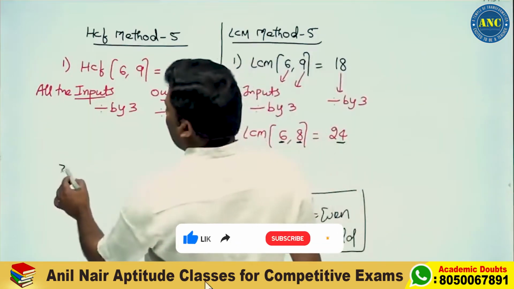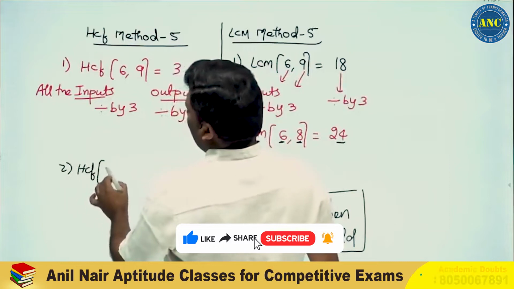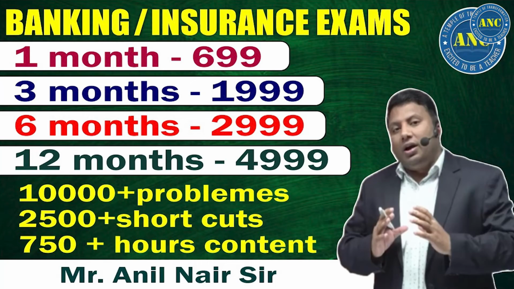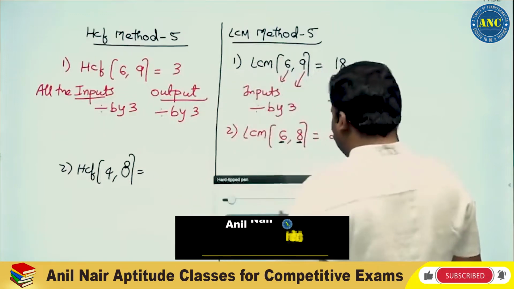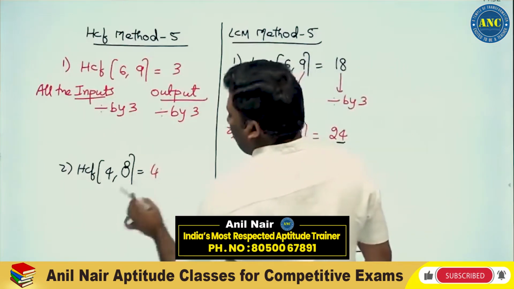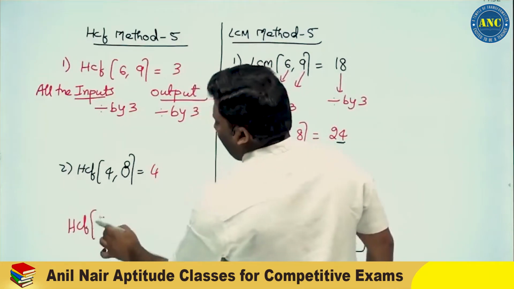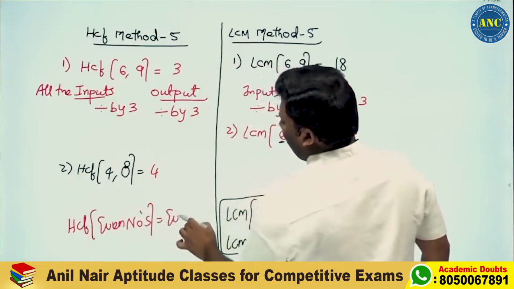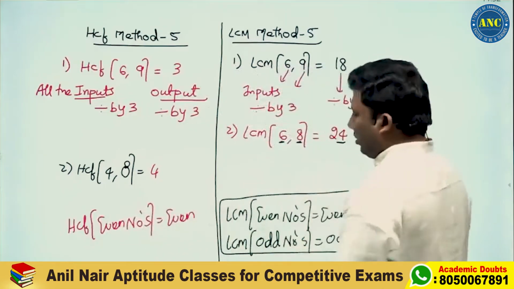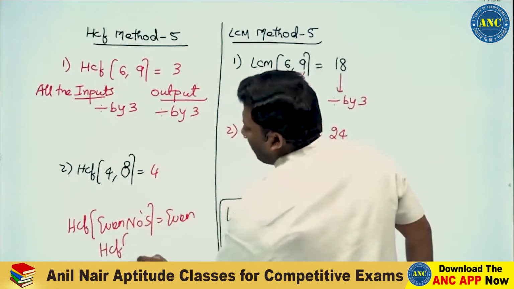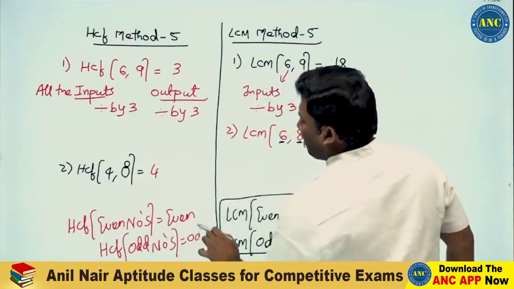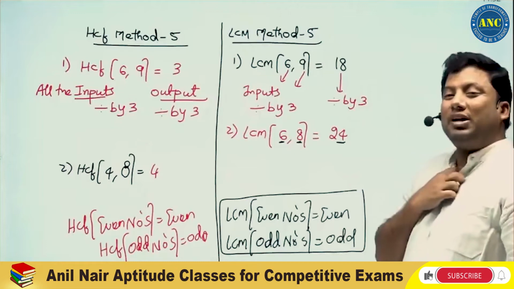Let us do this one. HCF of 4, 8. 4 is an even number, 8 is an even number. Answer will be 4. I hope the idea is clear. So here also, HCF of even numbers will help us in eliminating answer options. HCF of even numbers is always even. HCF of odd numbers is always odd. Similarity.